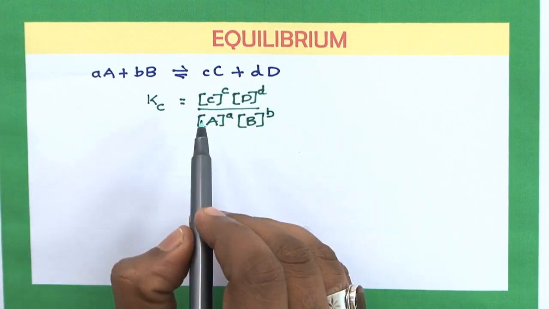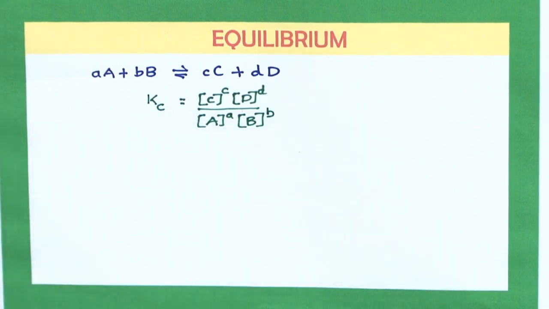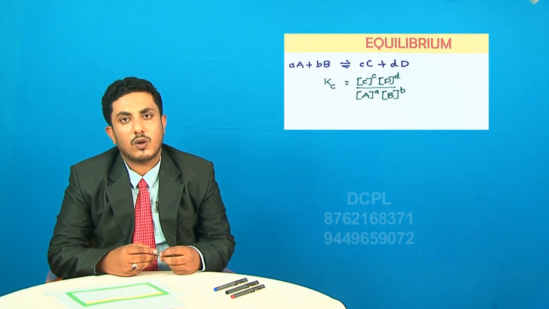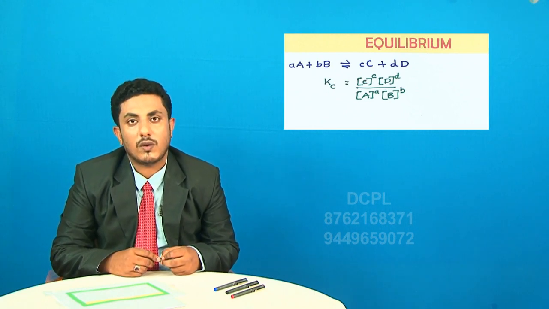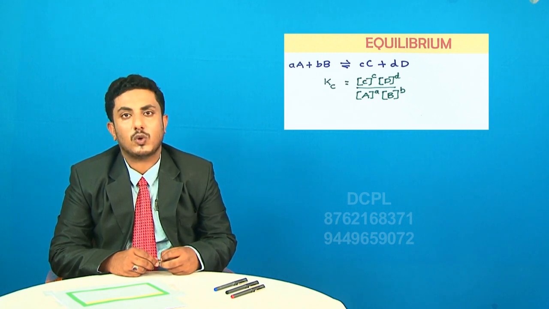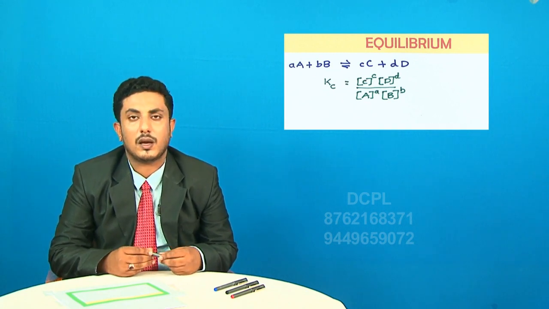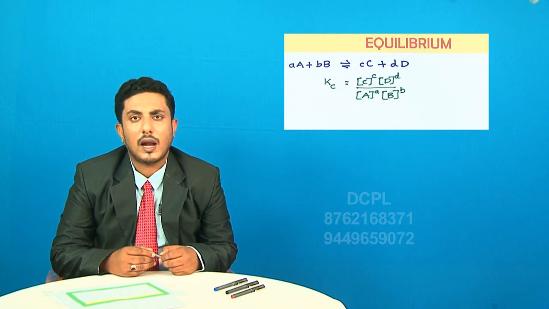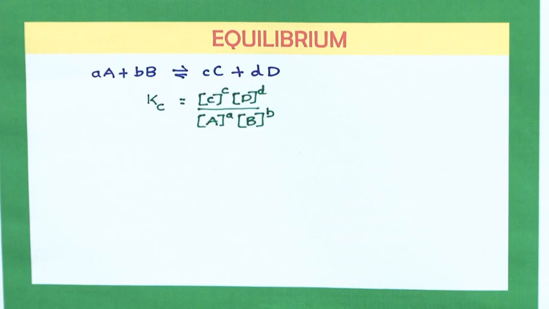That is, the equilibrium constant is the ratio of the product of the concentrations of the products to the concentrations of the reactants, raised to powers, and the powers are equal to the stoichiometric coefficients as per the balanced chemical equation. You can also write the equilibrium constant in terms of pressure.